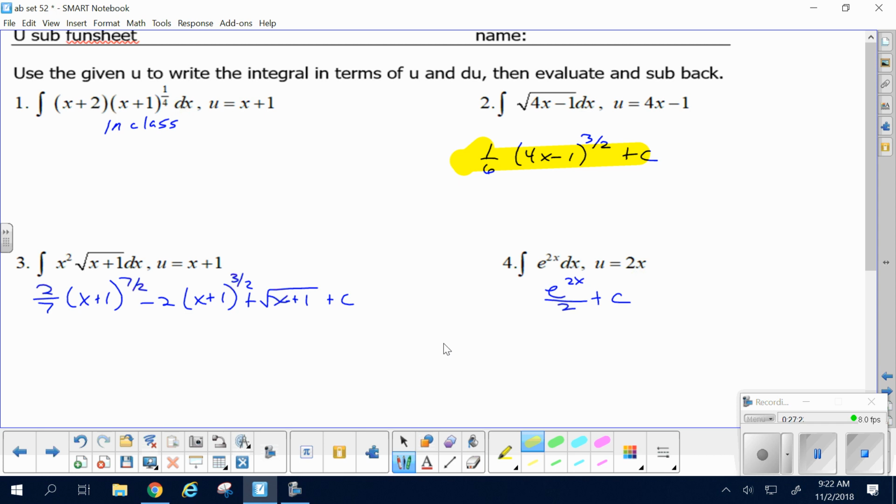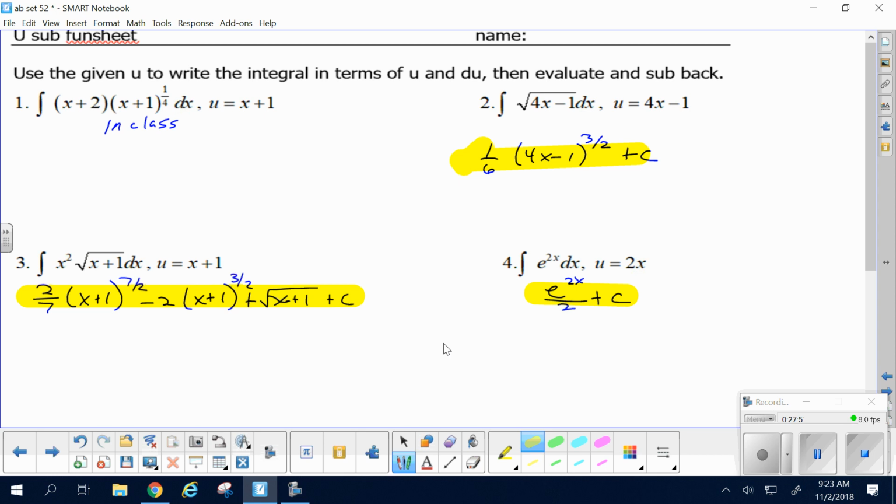It's not what you got? What did you do? Oh, okay. You might start there if you're not sure. Part of it also is, is that equivalent to what I got? It might not be written exactly like I did, but it might be equivalent. So number 3, they told you the u-sub. I have 2/7 times (x plus 1) to the 7 halves minus 2 times the quantity (x plus 1) to the 3 halves plus root of x plus 1 plus C. Okay? Number 4, e to the 2x over 2 plus C.